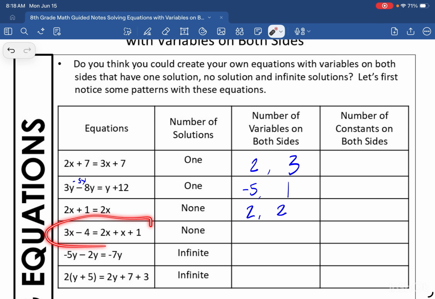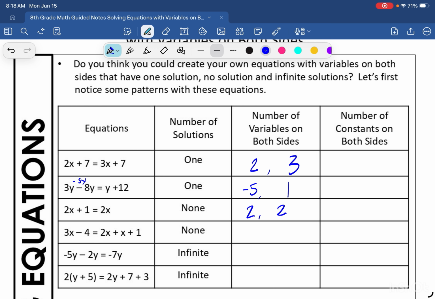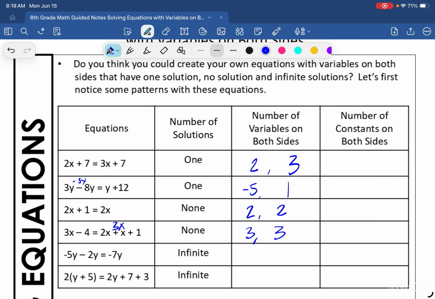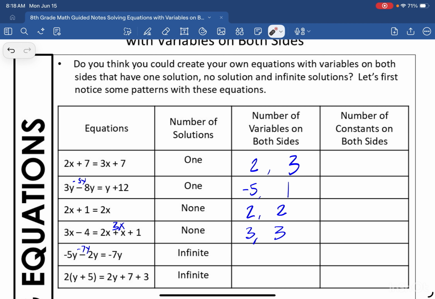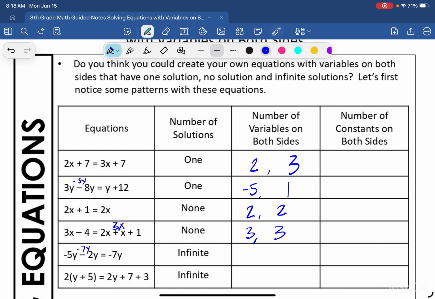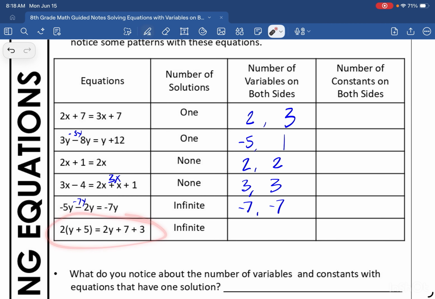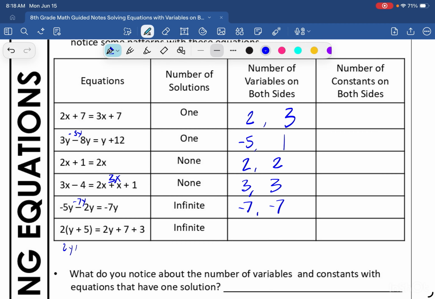This equation right here, let's simplify the right side before I answer. So I have 3 variables on this side and 3 variables on that side. This equation right here, so I'm going to simplify. I have negative 7y, so I have negative 7 and negative 7 variables on each side. Simplifying the left side of this bottom equation, I have 2y plus 10 and then 2y plus 10 on each side. So I have 2 variables on each side.